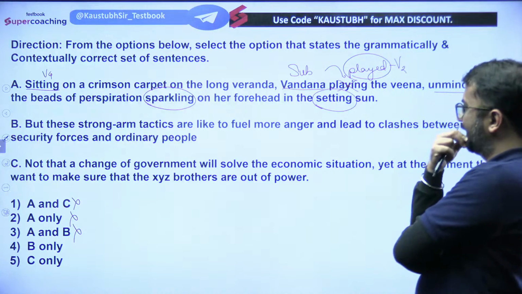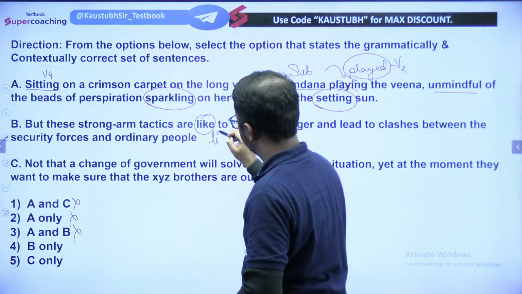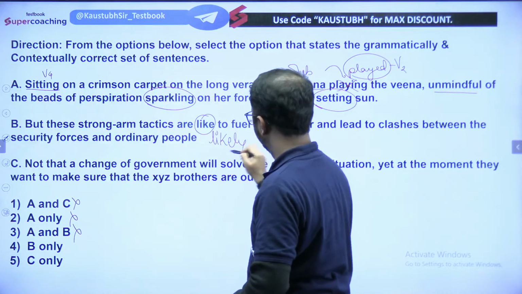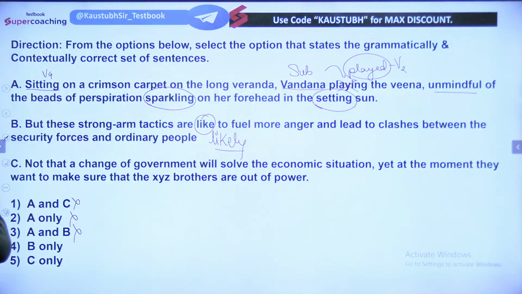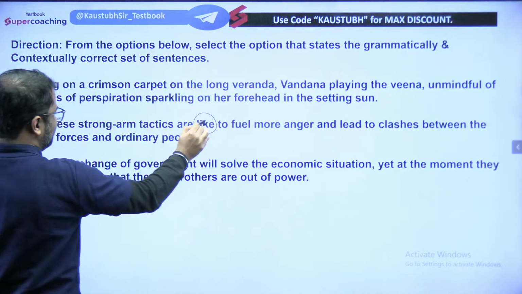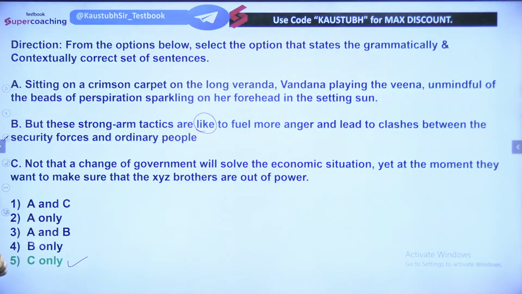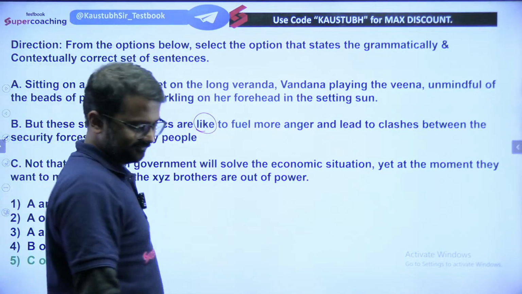But these strong arm tactics are, हाँ, likely. देखो, I am reading "likely" but I am not seeing it. Likely to fuel. Likely सही पढ़ लिया, हाँ सही है. होता है ऐसे, है ना? B में "like" के जगह "likely" आएगा. It's always there in front of you and you are not able to see it.